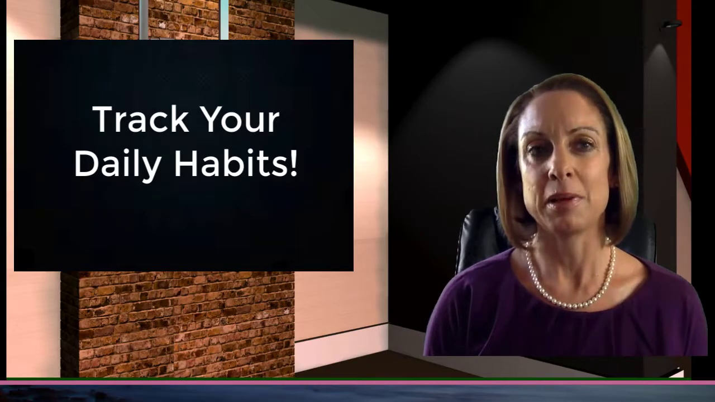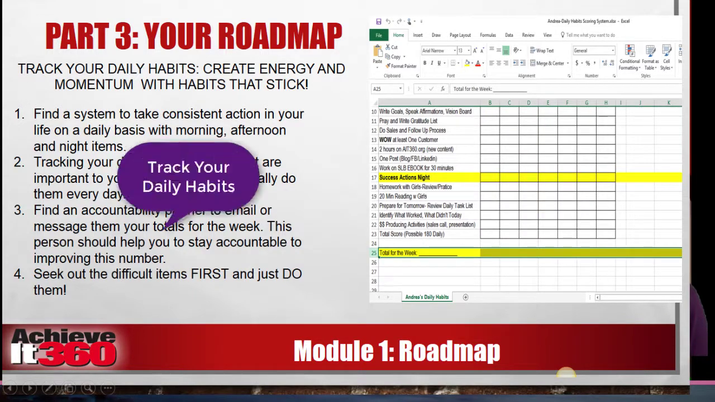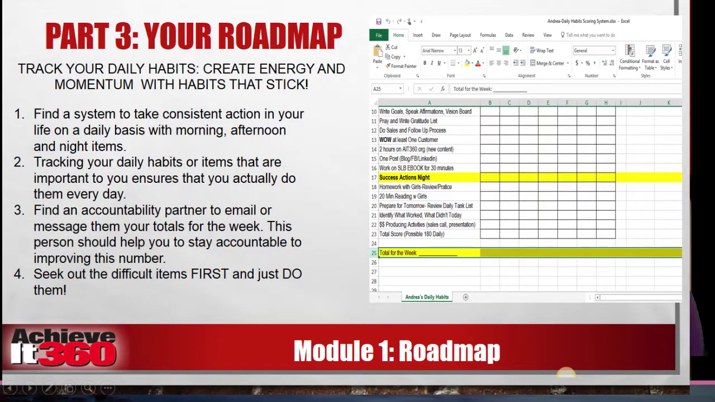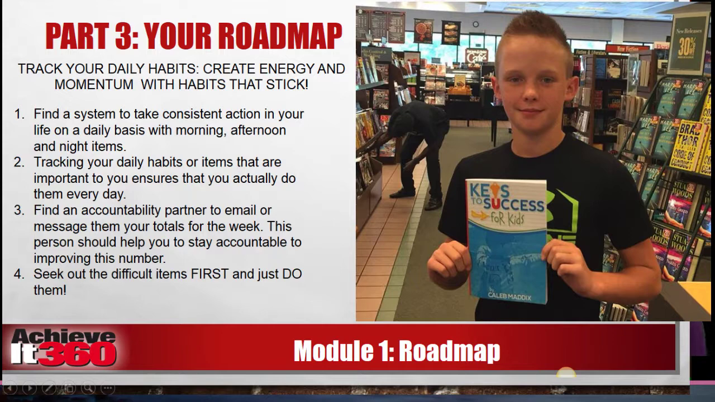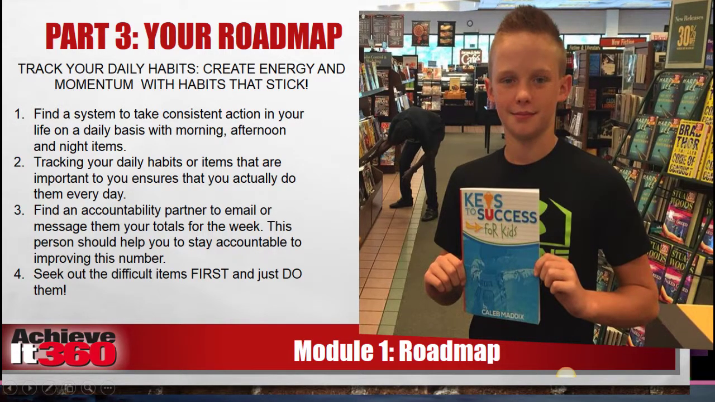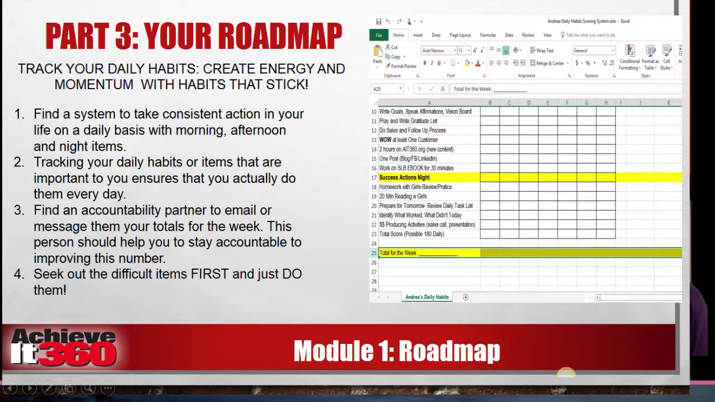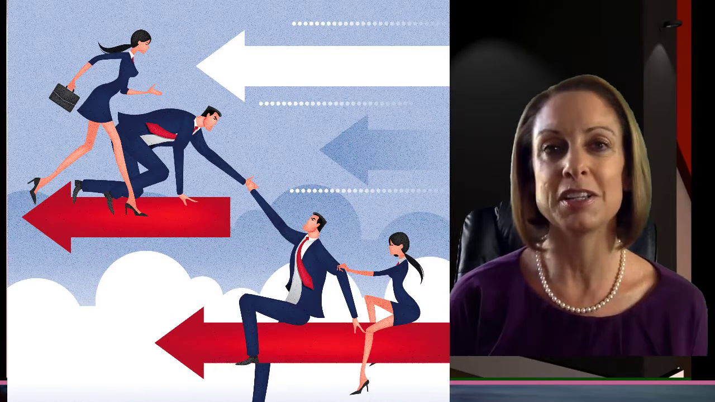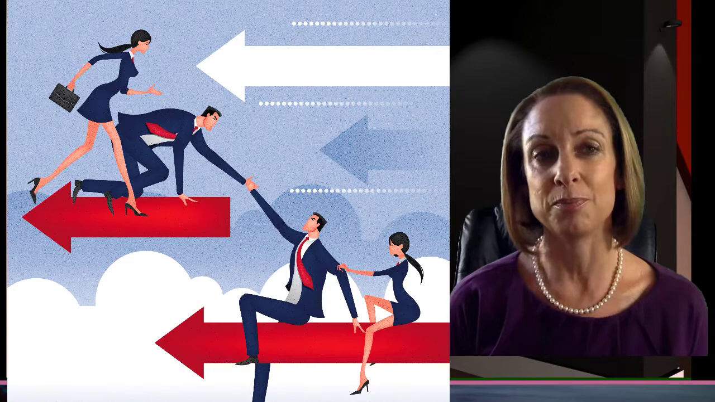Track your daily habits. Create energy and momentum with consistent action every day. I received this idea of charting out my daily activities from a 14-year-old named Caleb Maddox. If you can find a system to take consistent action in your life, it really helps you to stay on track. If you can find an accountability partner to email them and message them your totals for the week, that would really help you stay accountable.